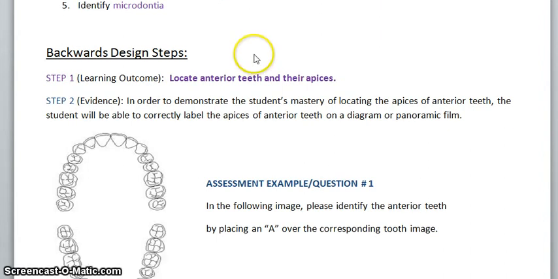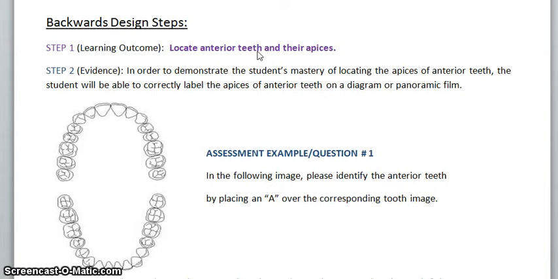My backwards design steps. Step 1 is the learning outcome: locate anterior teeth and their apices. I used a format similar to your own, Professor Murphy, but I switched it up a little bit, so hopefully this will be all right. Step 2 was the evidence. In order to demonstrate the student's mastery of locating the apices of anterior teeth, the student will be able to correctly label the apices of anterior teeth on a diagram or panoramic film.